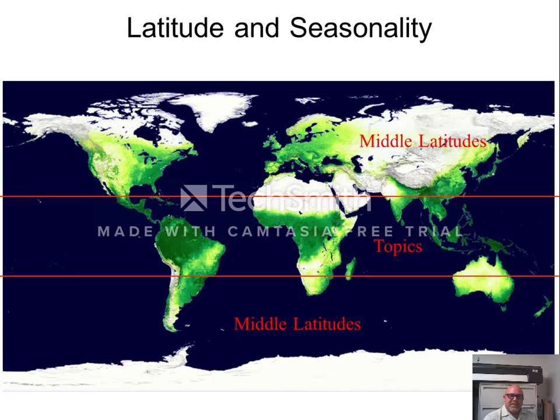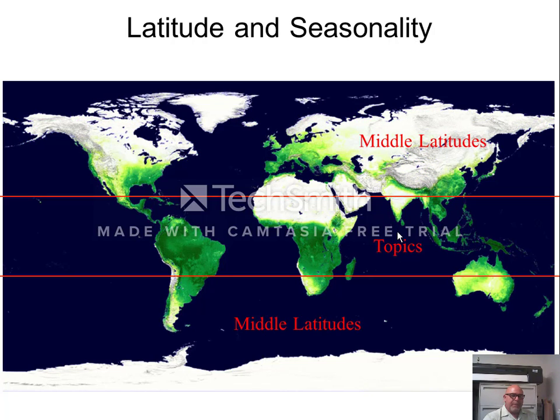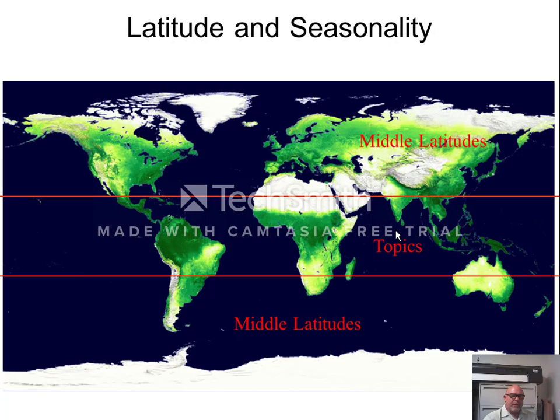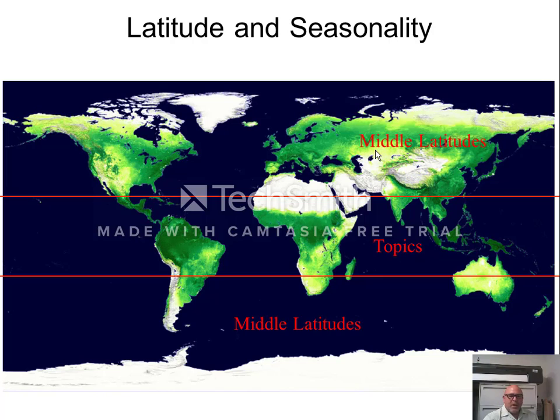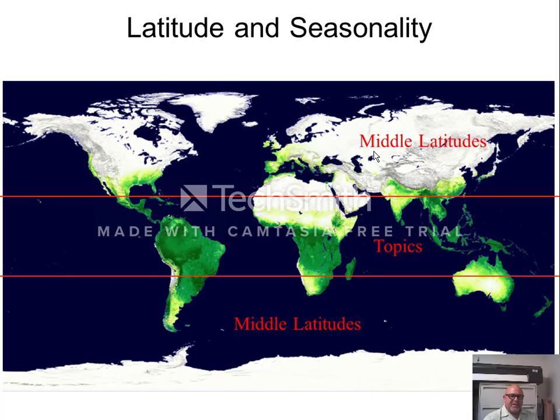Latitude also affects seasonal changes. In the tropics near the equator, it tends to be hot year-round. Outside of the tropics, in what we call the mid or middle latitudes, we get much more distinct seasons.